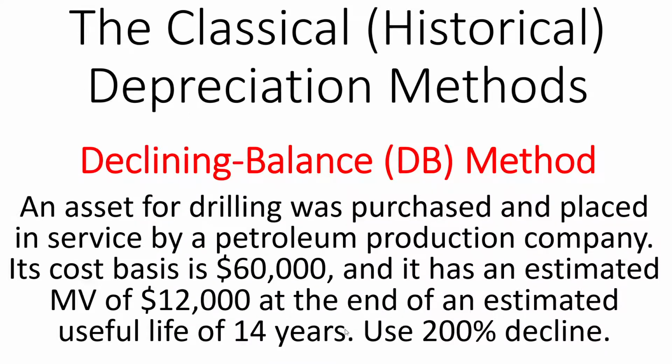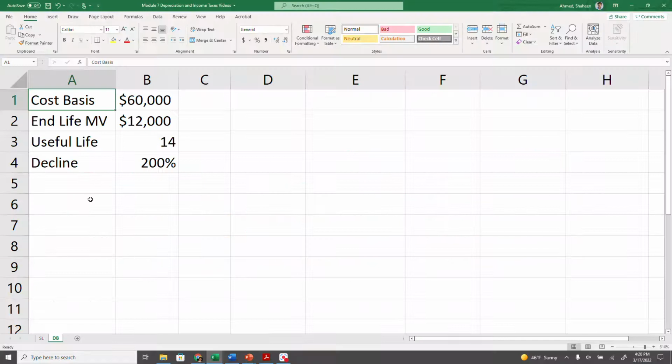As you can see, in this simple example, you acquire a piece of equipment for $60,000. The price, shipping, everything costs $60,000. It has a market value of $12,000 at the end of year 14, and you're going to use the 200% declining balance method. So let me show you how to calculate all the depreciation here.